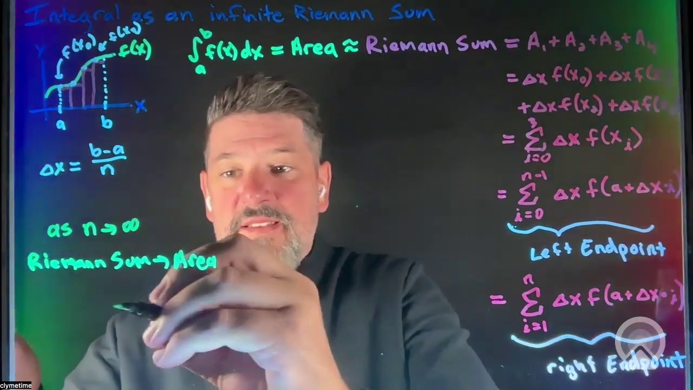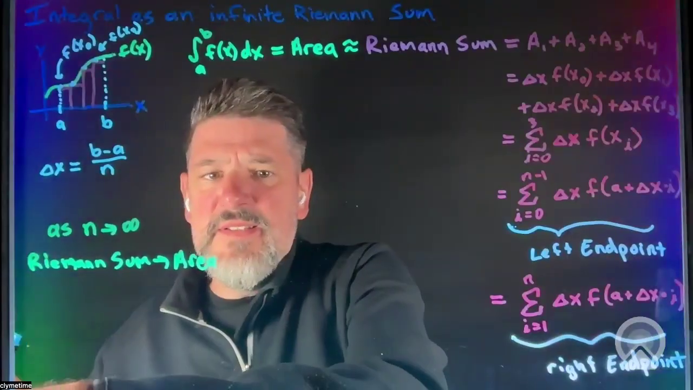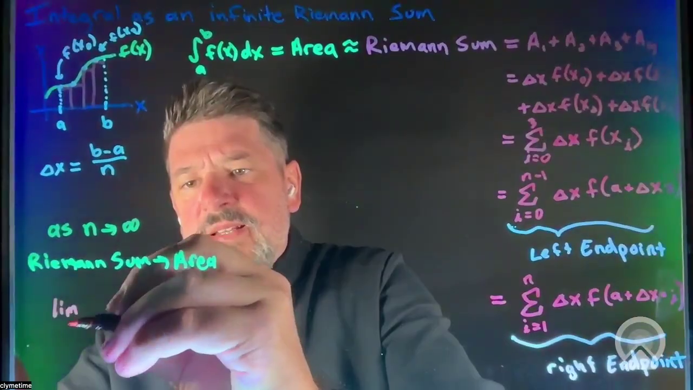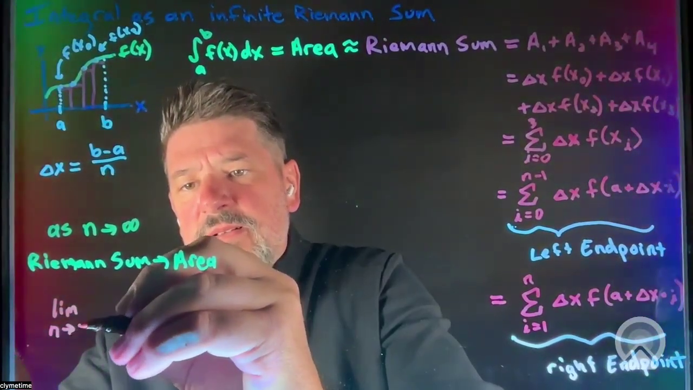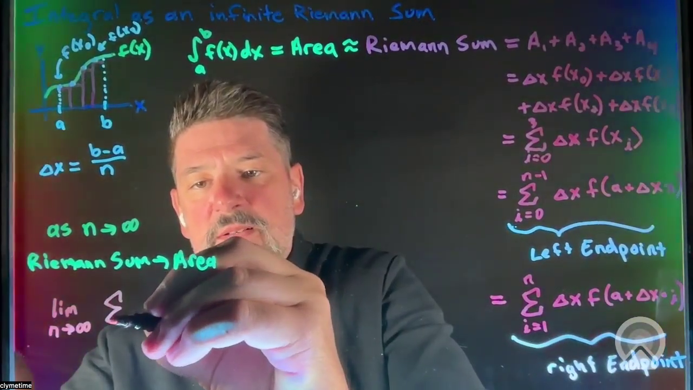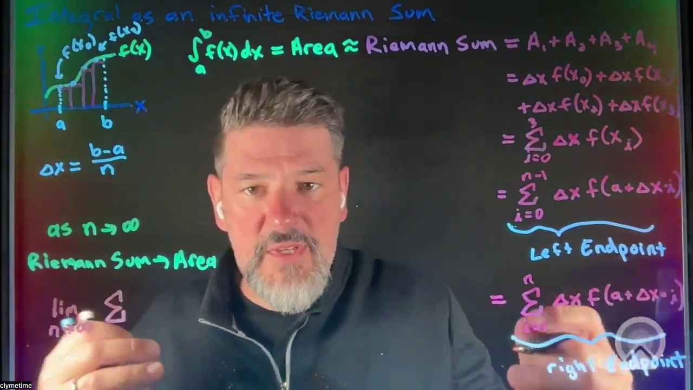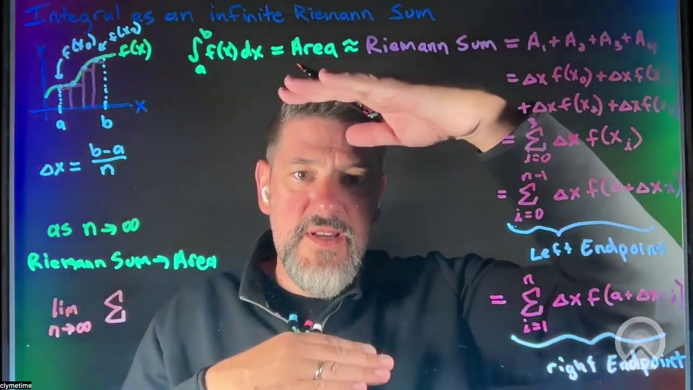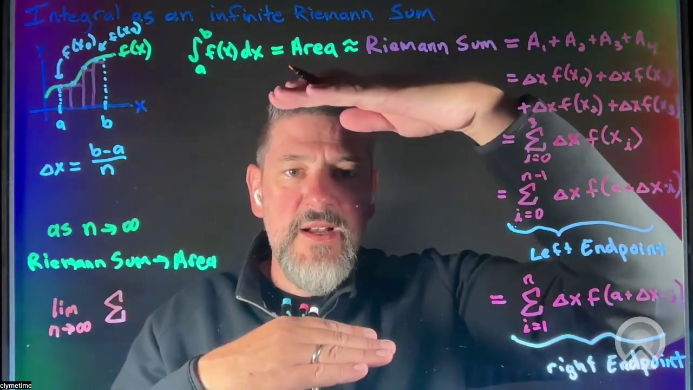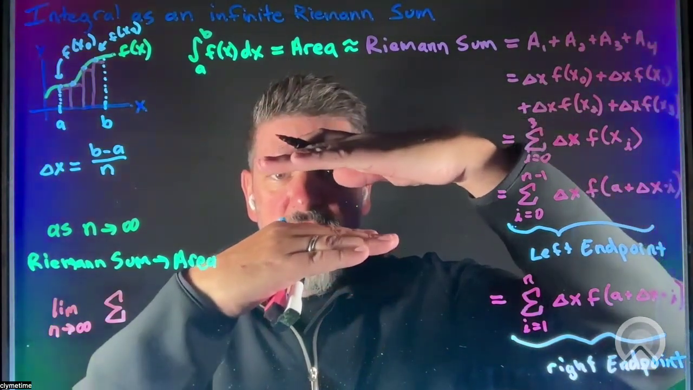So the way we write this looks like this. I'll use a new color, because this is an important takeaway: the limit as n approaches infinity of this right here. I'm going to use this one, though I could use either. It doesn't matter whether I use left or right, because one will be too big and one will be too small, depending on whether the function is increasing or decreasing. I have another video on that. But as we add more and more rectangles, they converge on each other.